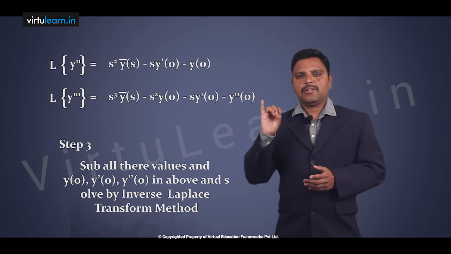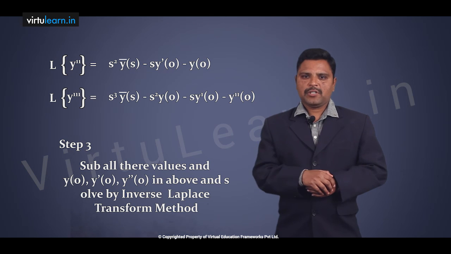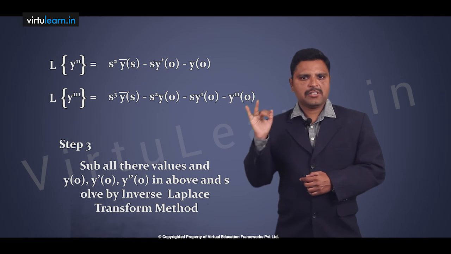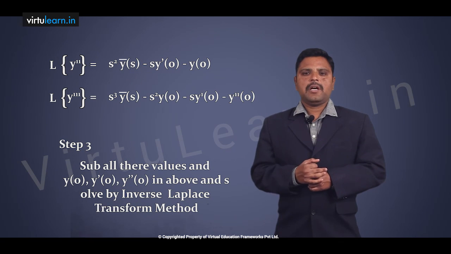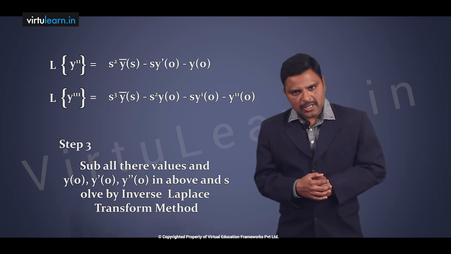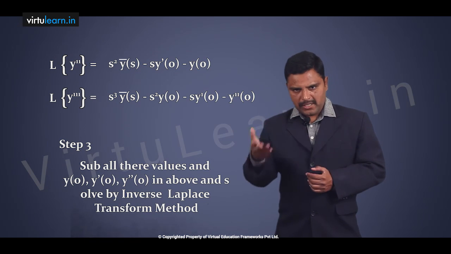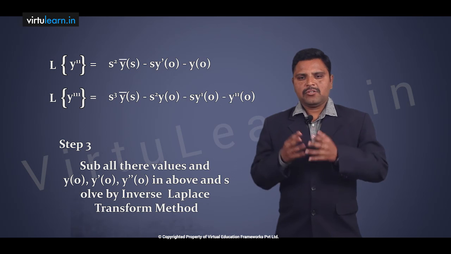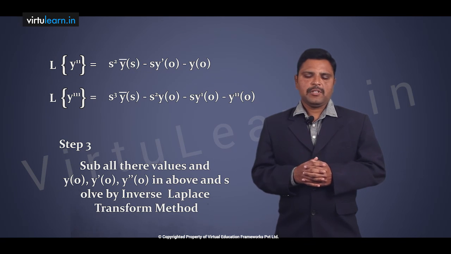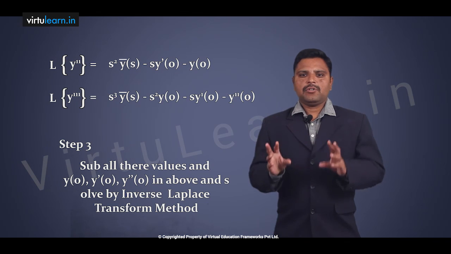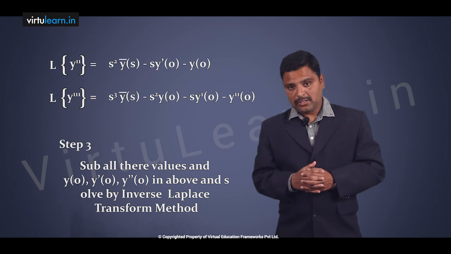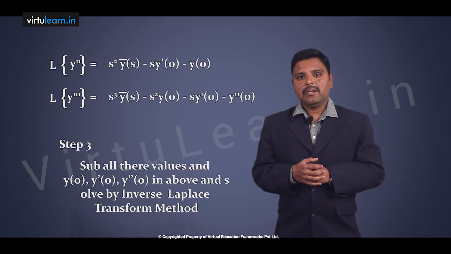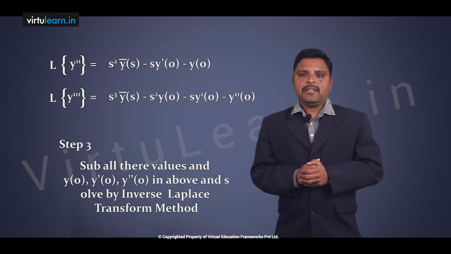Once again, the first step, apply the Laplace transform on both sides and substitute the values L of y dash, L of y double dash, L of y triple dash, and also substitute the initial conditions y of 0, y dash of 0 and y double dash of 0, and modify the equation and solve by inverse Laplace transform. Then automatically we get the general solution of the given differential equation. Like this we can calculate without calculating the complementary function and particular integral. We will get the solution of the ordinary differential equation.